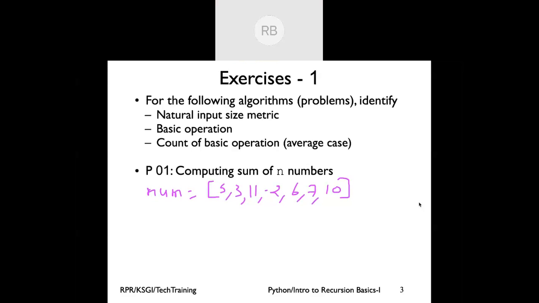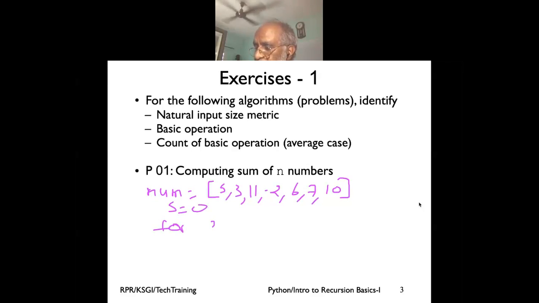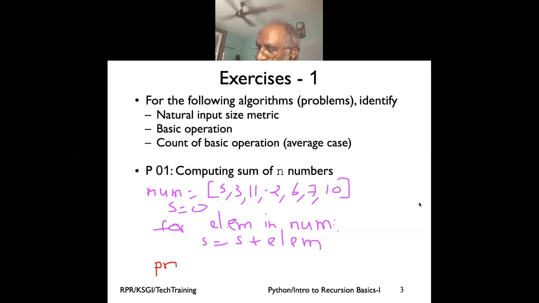You basically say sum is equal to 0 and then say for element in nums, s is equal to s plus element, and then you basically say print sum. This is a very simple case and things will work fine. But when problems are not so straightforward, let's look at how you go about it. Let's look at a different problem.